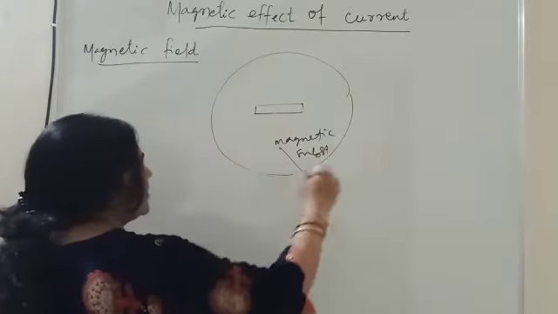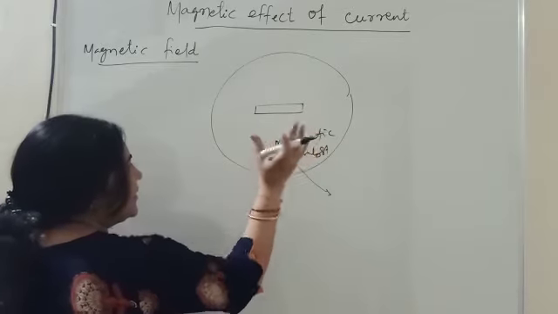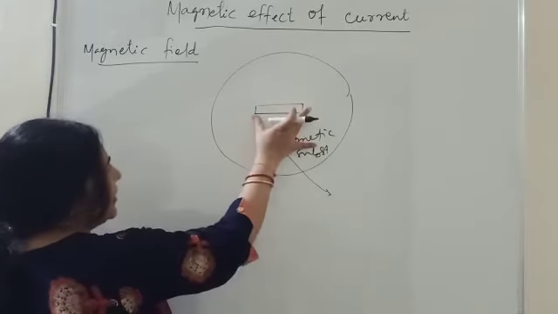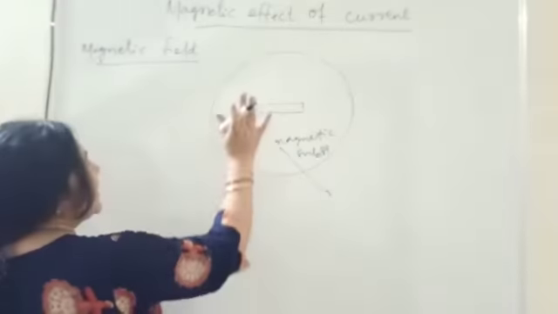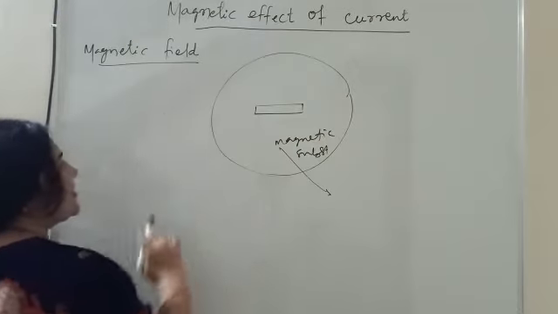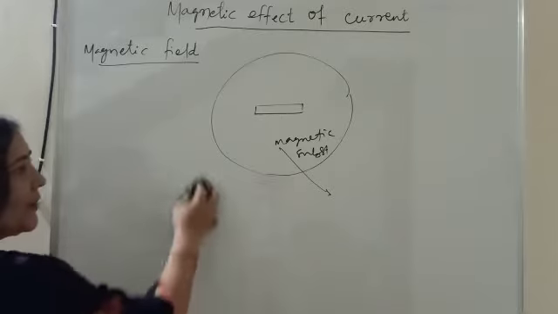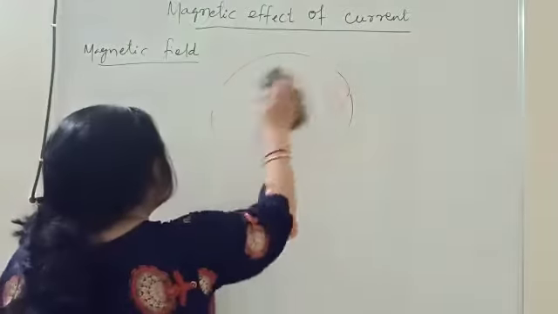So the space up to which you can feel or realize the effect of this magnet is called its magnetic field. This is what a magnetic field is.